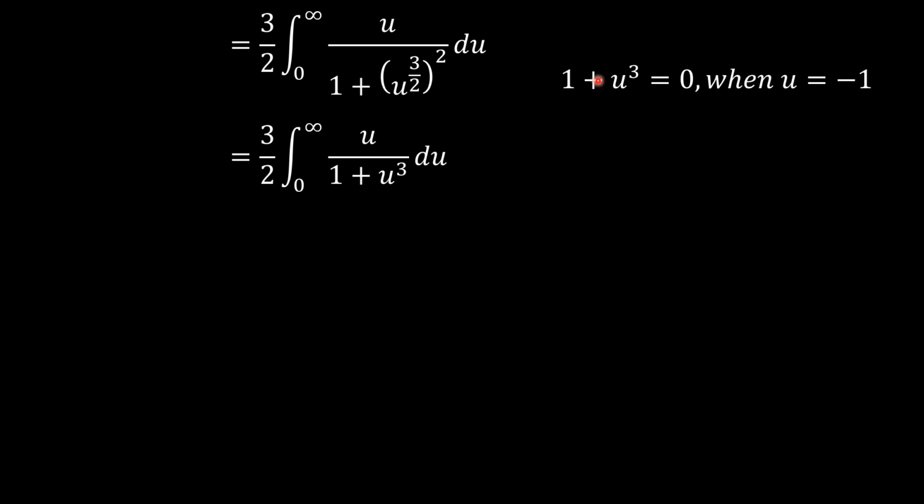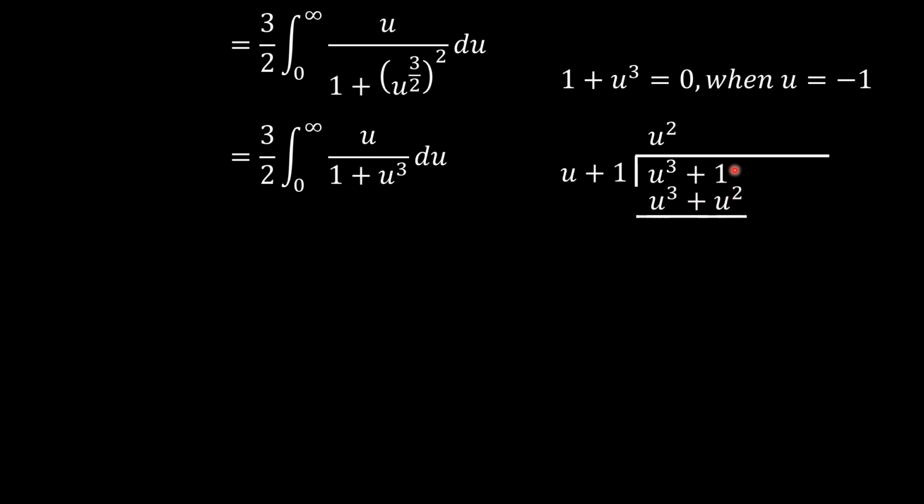If we suppose that 1 plus u to the power 3 is 0, then it means that when u equals negative 1, this equation holds. So we already have one of the roots, and we can now go ahead and try long division to be able to factorize the denominator. So u to the power 3 plus 1 divided by u plus 1: when we multiply by u squared, we get u cubed plus u squared.